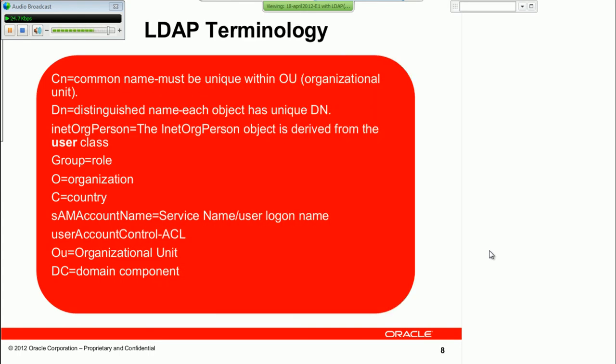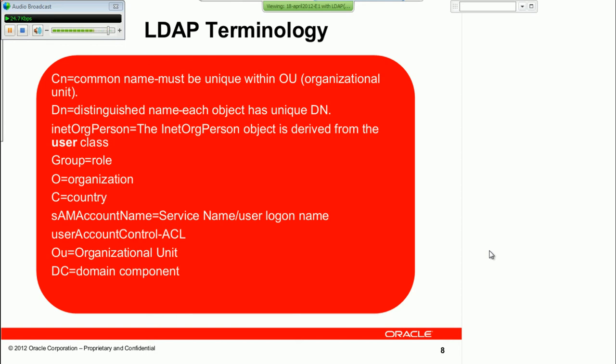Here are a few pieces of terminology in generic LDAP. Common name: usually a distinguished name, the unique key, is made up of several common names. We'll start at the left with a name, then we move on to, for example, the business unit within an organization, then to the organization, then to the country. That would be a typical unique path. And each object has a unique distinguished name.